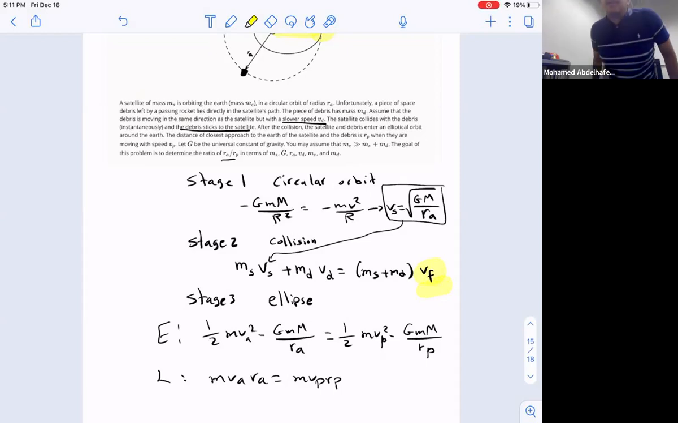So all in all, for circular orbits, centripetal acceleration equals the gravitational force. For elliptical orbits, it is conservation of energy and conservation of angular momentum. And then you can solve the algebra. Any questions about orbits?